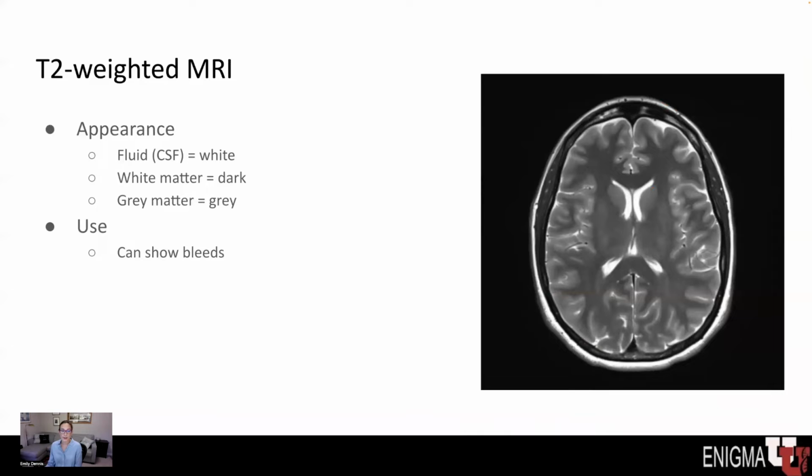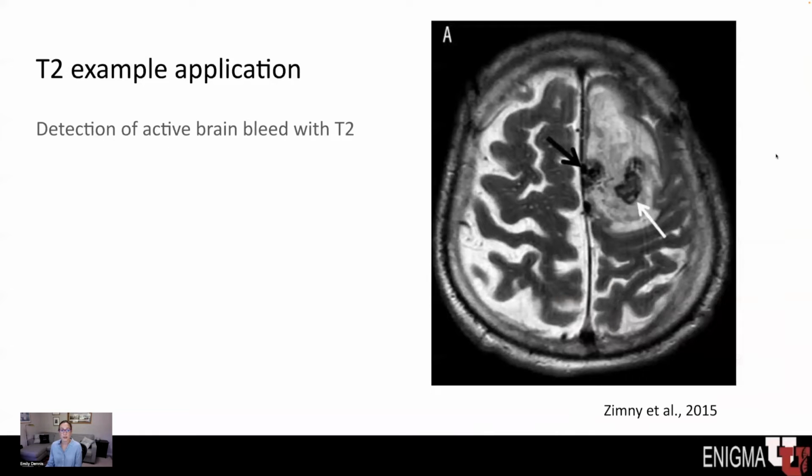T2 weighted MRI. Also an anatomical scan, so generally looks kind of similar to the T1, except it's inverted. So fluid looks white, white matter looks dark, and gray matter still looks gray. And one thing that T2 weighted MRI is good for is bleeds, as shown here. T2 weighted imaging can detect an active bleed in the brain, which would not necessarily show up so clearly on something like a T1 weighted image.